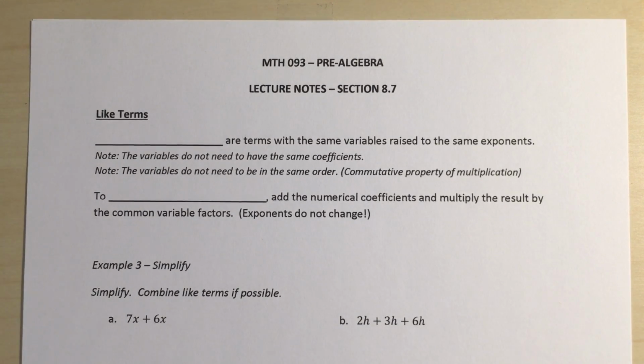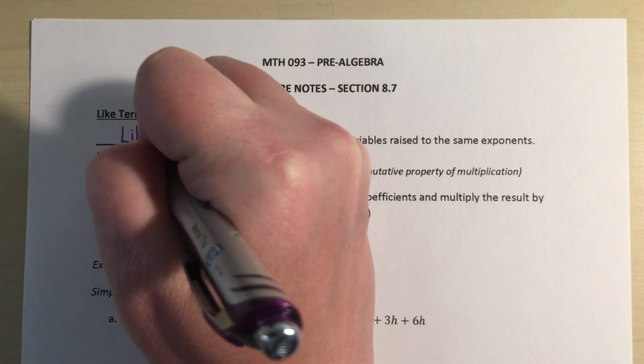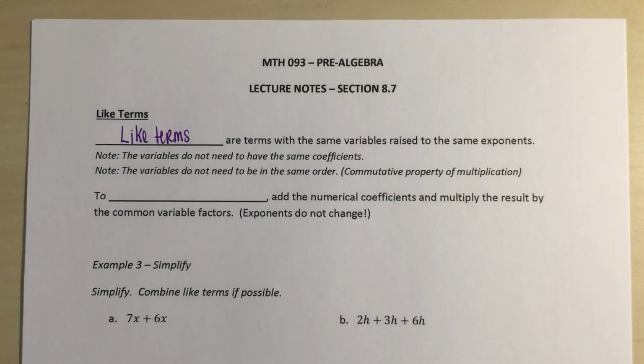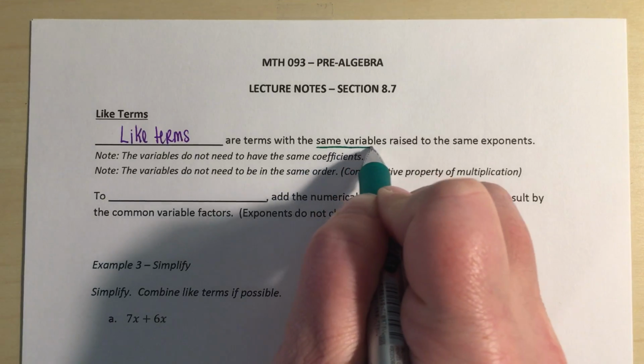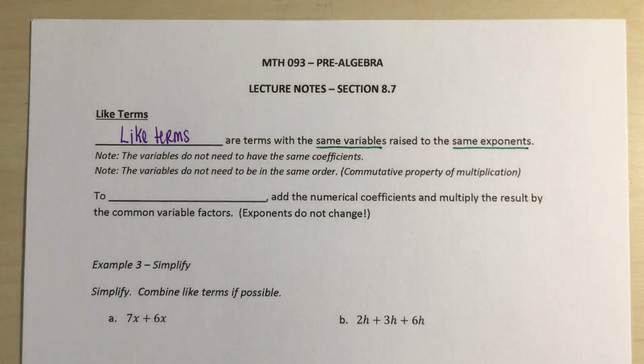In the previous example in section 8.7, we talked about our definitions for terms and coefficients. So what we're going to continue talking about in this case are like terms. Like terms are terms with the same variables raised to the same exponents.